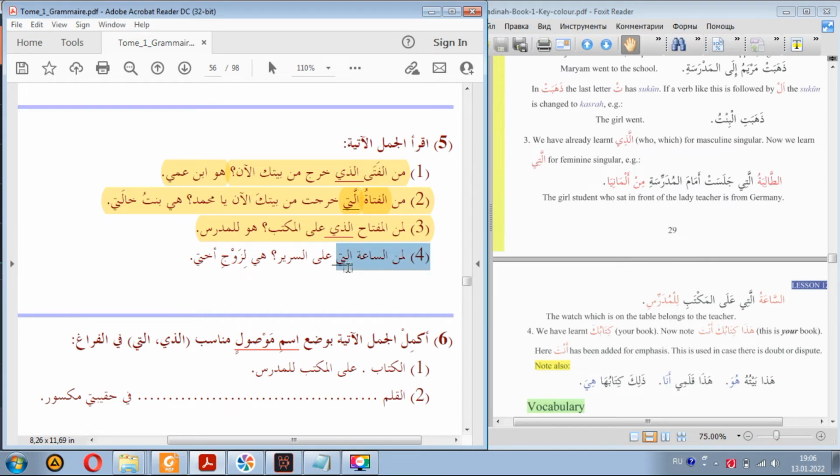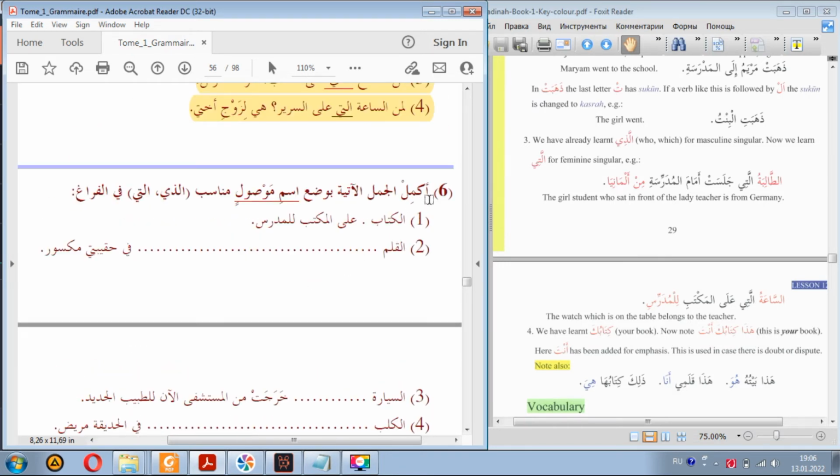لمن الساعة التي على السرير؟ Whom does the watch that is on the bed, سرير, on the bed, belong to? هي لزوج أختي. She is for, or she is, سبحانك اللهم. It belongs to the husband of my sister.